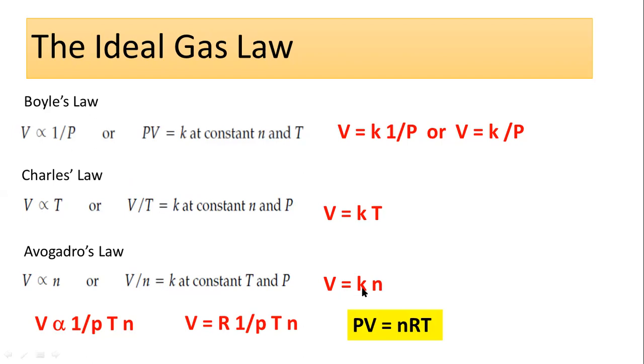When you remove this proportionality sign, you will have the constant on the right hand side, and you can get the value of the constant. The constant would be V divided by n, and this is shown over here. This is called the Avogadro law constant.